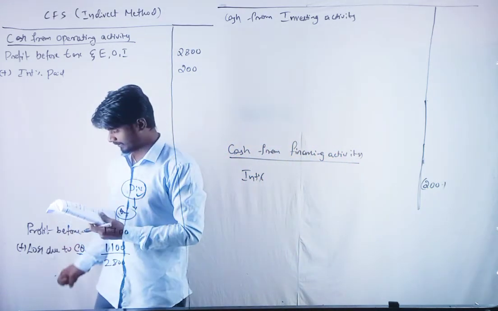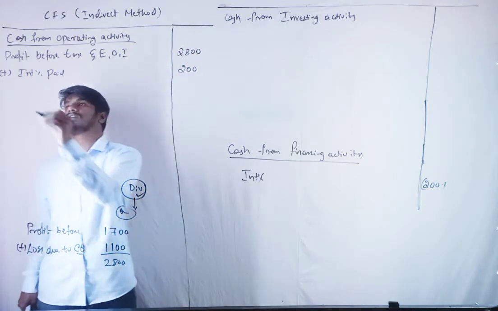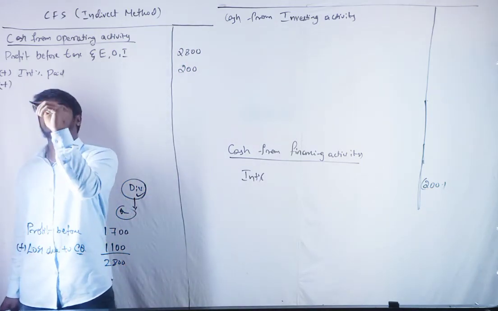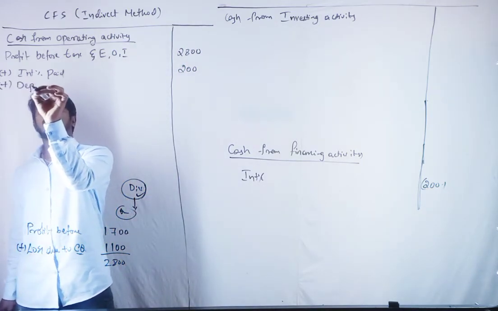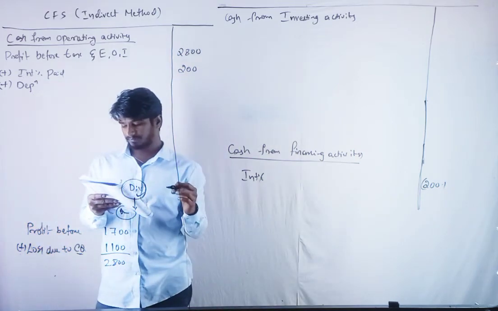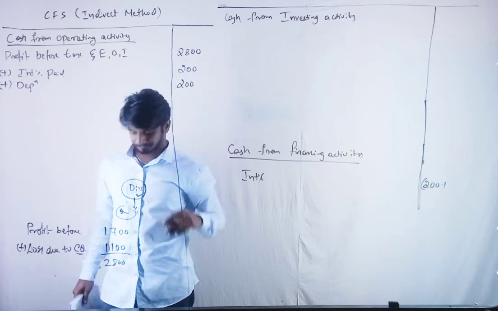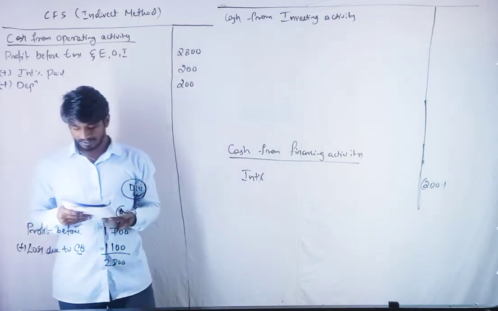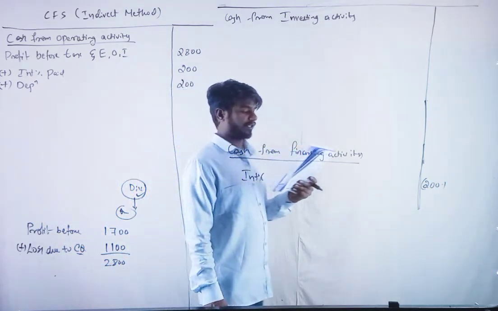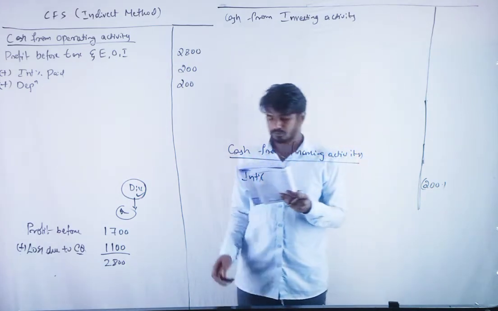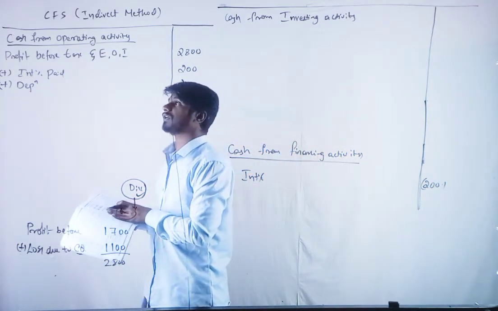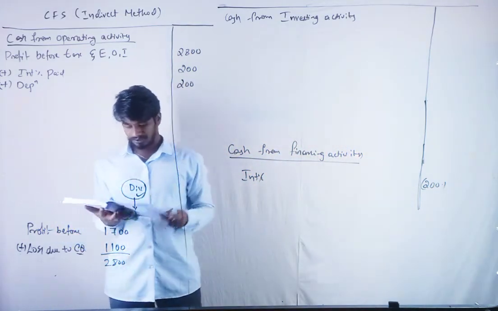Then next, depreciation, add it back because it's non-cash. Depreciation 200, add it back. Okay, fine. Nothing more in the P&L. Let's see the balance sheet.